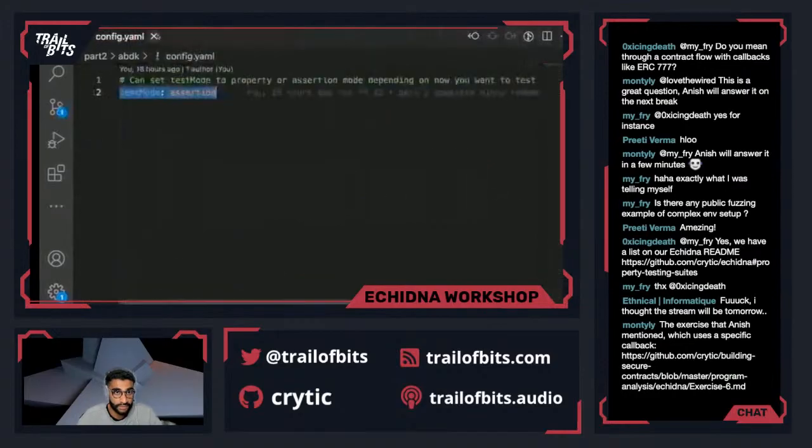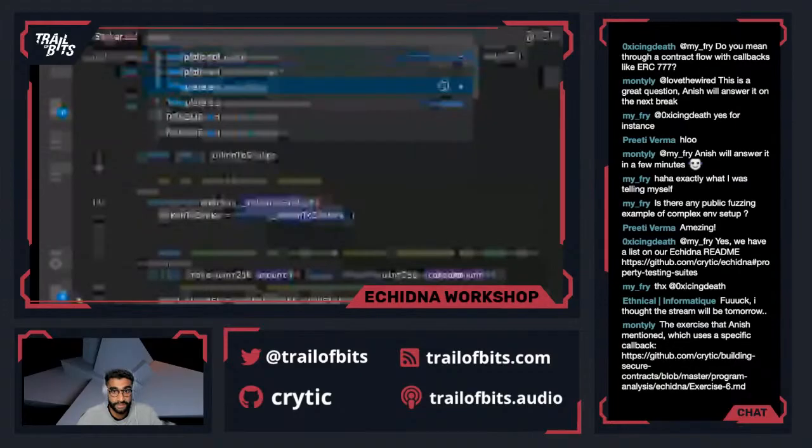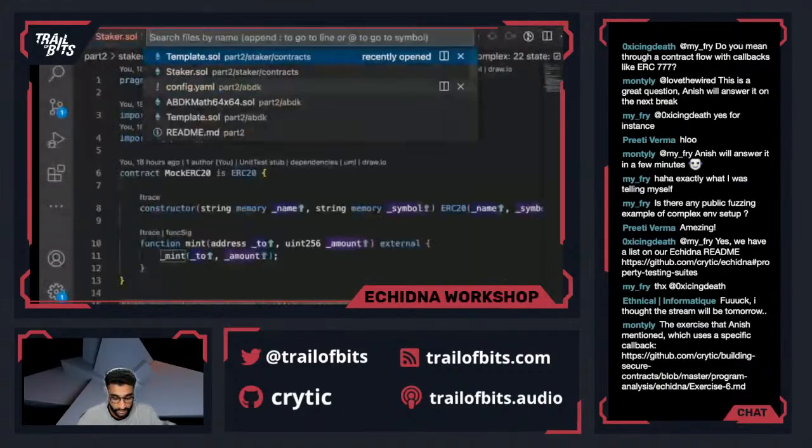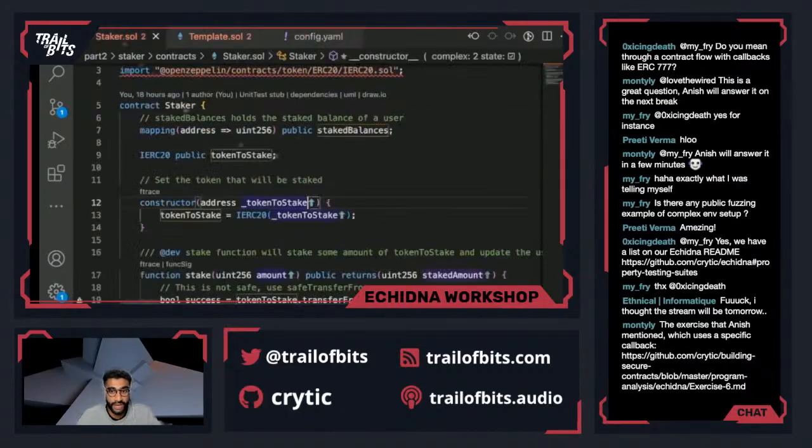Let's close these guys out. So this was the ABDK part. I'm going to open the staker contract, the template for this part, and the config for this part. In the config file, we'll notice that we've set the coverage on. You see how simple it is. I don't have to worry about consistently adding this to my CLI every single time, because when I was first starting to use Echidna, I would forget all the time. But now, since I have a config file, boom, I can never forget. It's tracked here.